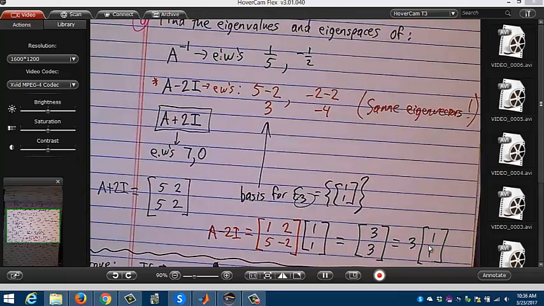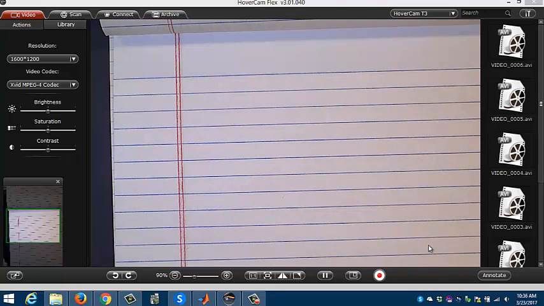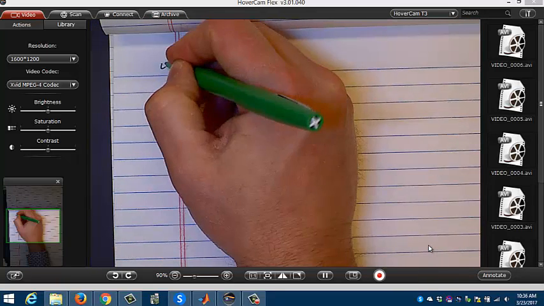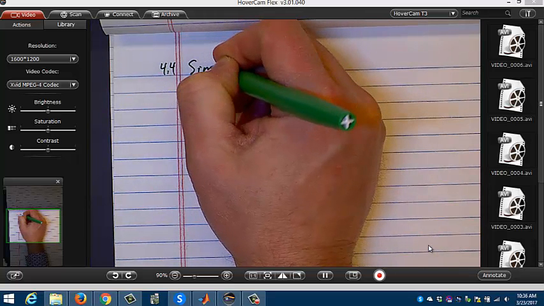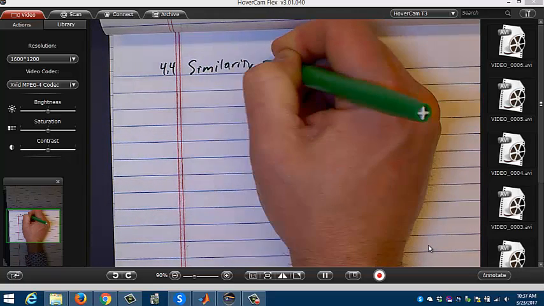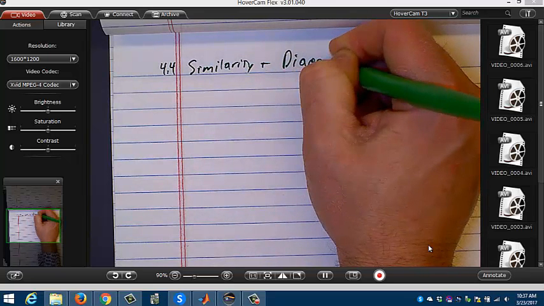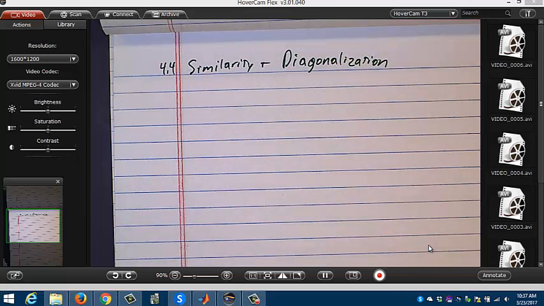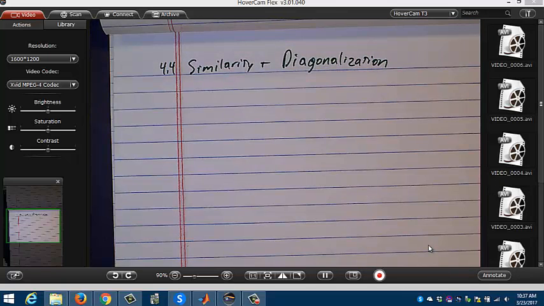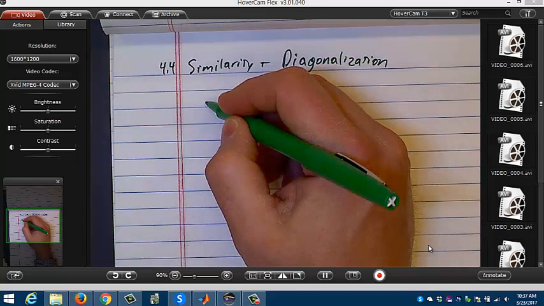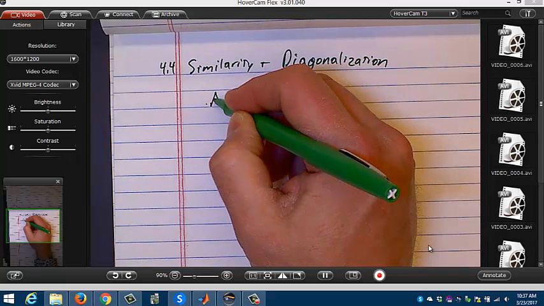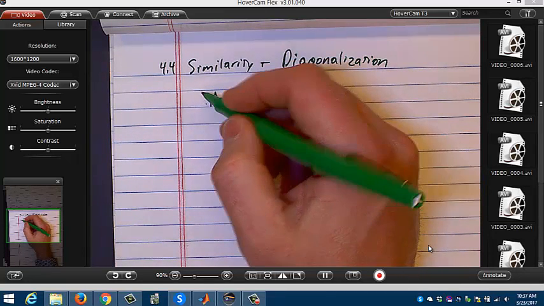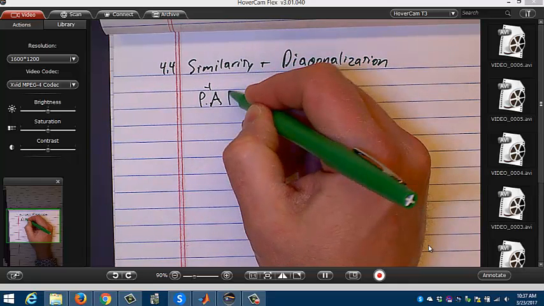I guess this was our work from yesterday. Let me go to a fresh page for today. So 4.4, similarity and diagonalization. So if you have, let's suppose we know that, again, it was P inverse AP is equal to B.